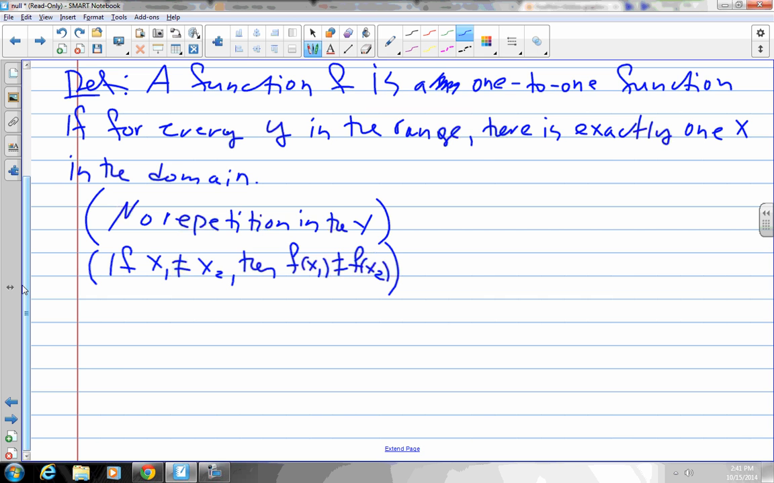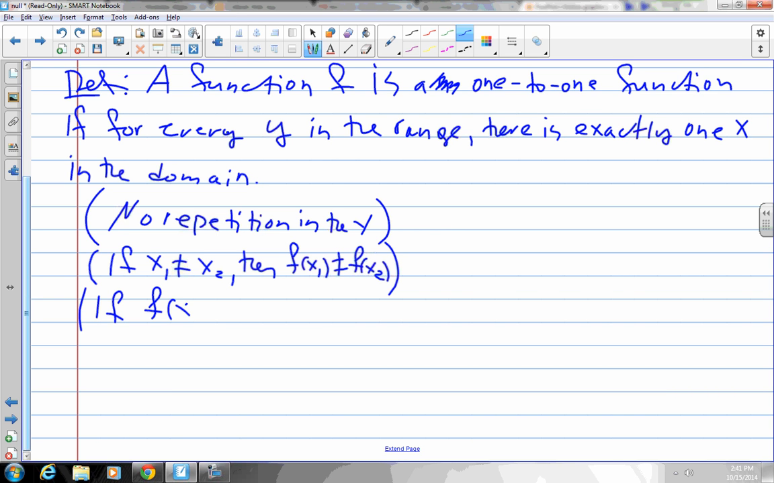Doesn't work with the x squared. You plug in 2 and -2, both produce 4. Right? Violates this little thing. Two different inputs have to produce two different outputs. Or you can always say it this way, it's really going to be weird.